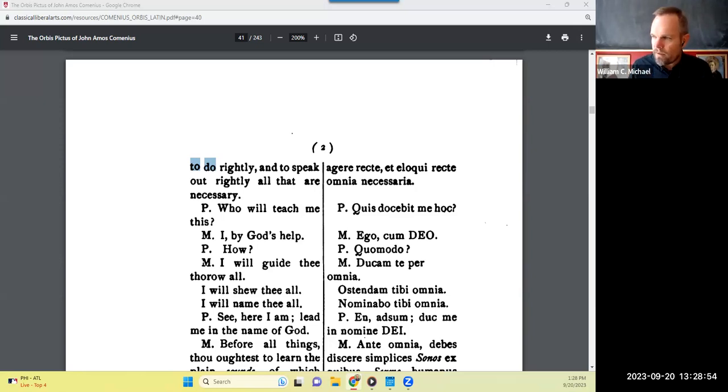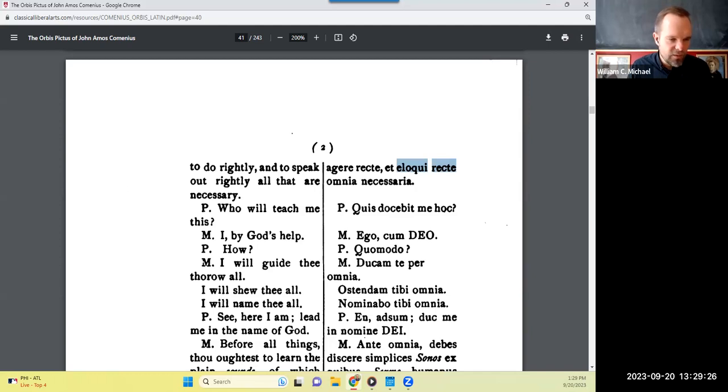All right, comes from the word agere, to do. However, to do is not a very good translation for agere, because what it means is to act rightly, to act. And the word act actually comes from this verb agere. So to understand things rightly or to think rightly, agere recte means to act rightly, to actually behave rightly. And then lastly, eloquui recte. Eloquui recte means to speak rightly.